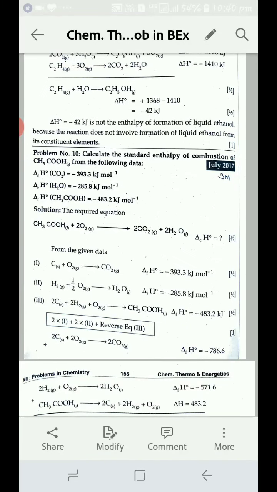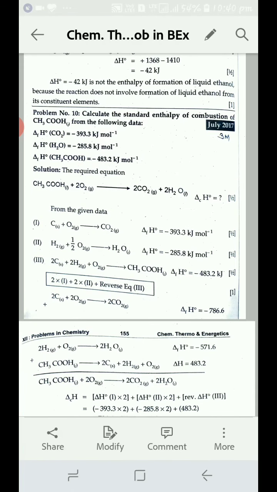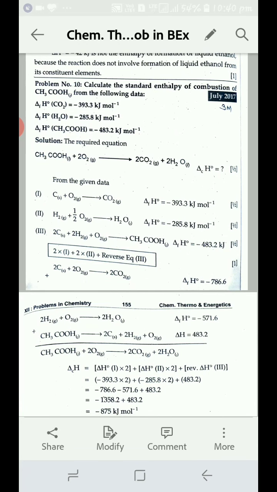So do the same for the enthalpy of formation of equations 1, 2 and 3 and write down the answer for enthalpy of combustion of acetic acid. So your answer is minus 875 kilojoule per mole. So it is very easy. Simply you have to rearrange the given equation or check the values. If it is given for formation, write down the formation equation. If the given values are in terms of combustion reaction, write down the combustion reaction.